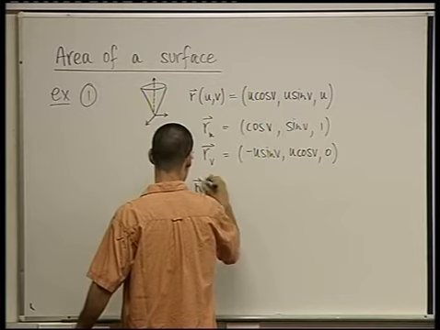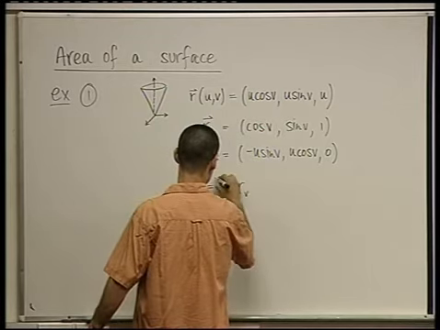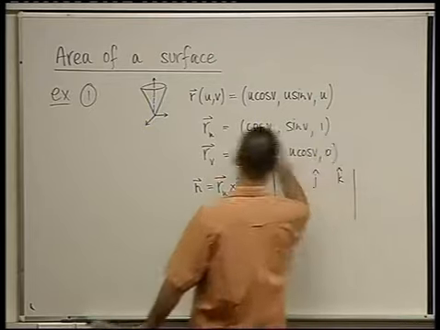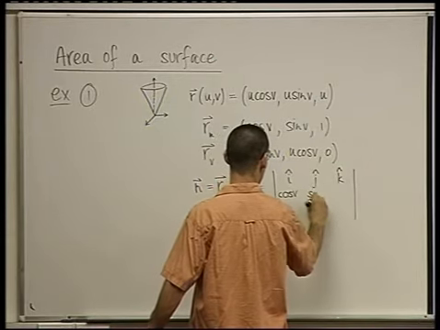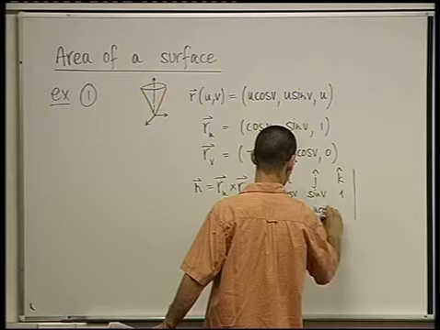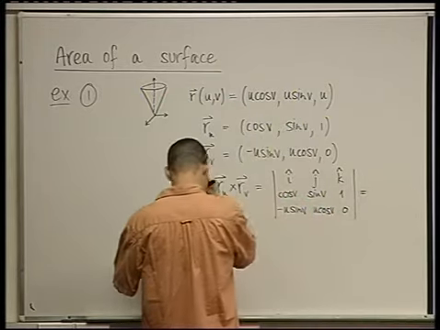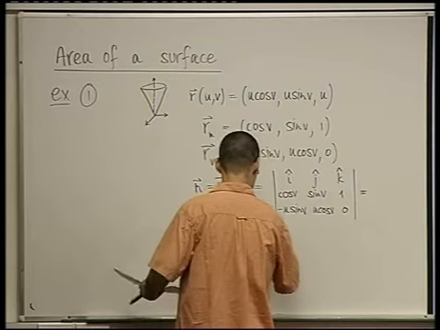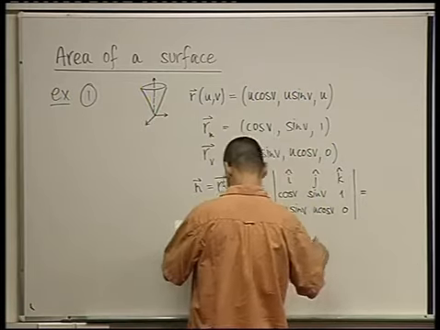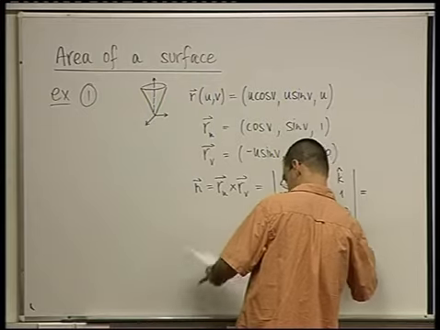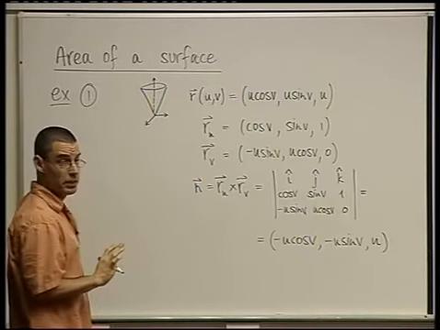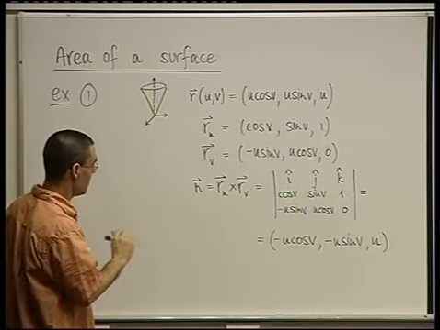And therefore the normal, which is Ru cross Rv, is this determinant i, j, k, and then cosine v, sine v, 1, minus u sine v, u cosine v, and 0. And what we got here was minus u cosine v, minus u sine v, and u. We already did all of this, so take a quick look and tell me if you agree.